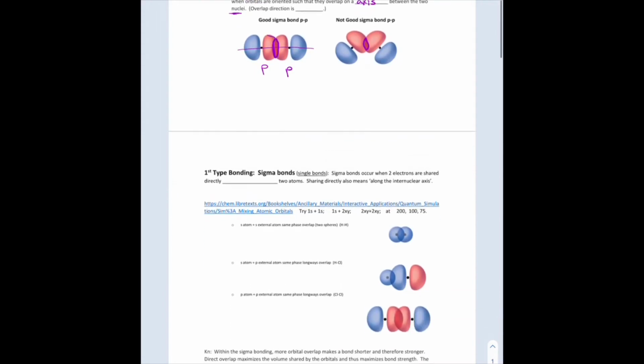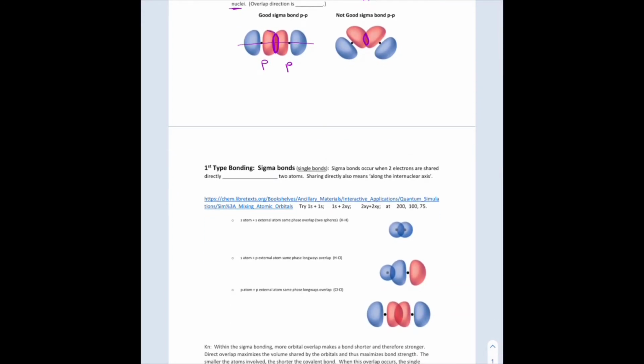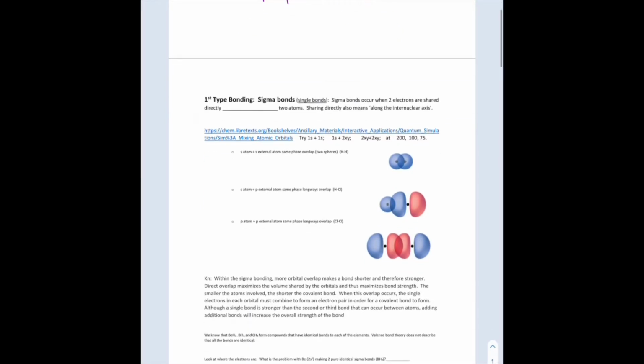We're going to talk just a little bit about sigma bonds. I'm trying to remember what the overlap direction is, I was going to say important. I'll come back to it. It'll come to me. So the first type of bonding is sigma bonds.